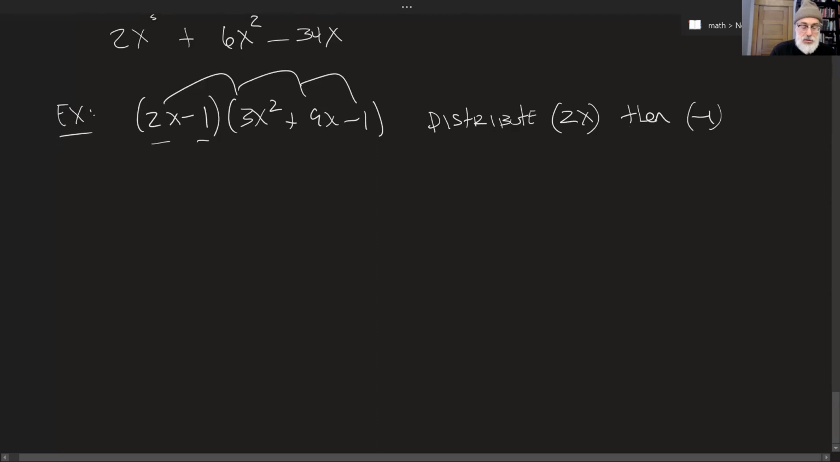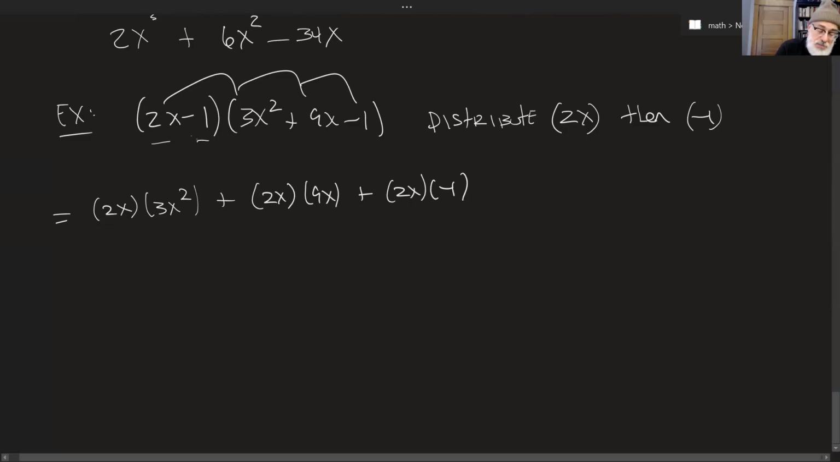Let's write that literally. Let me write an equal sign here. So that's 2x times 3x squared. I'm just going to put pluses between them. We'll work out the signs once we do the operation. 2x times 9x plus 2x times negative 1. So that's the distribution of 2x throughout that polynomial.